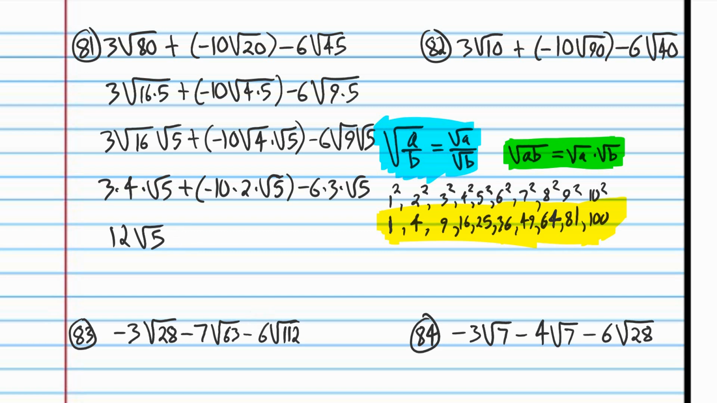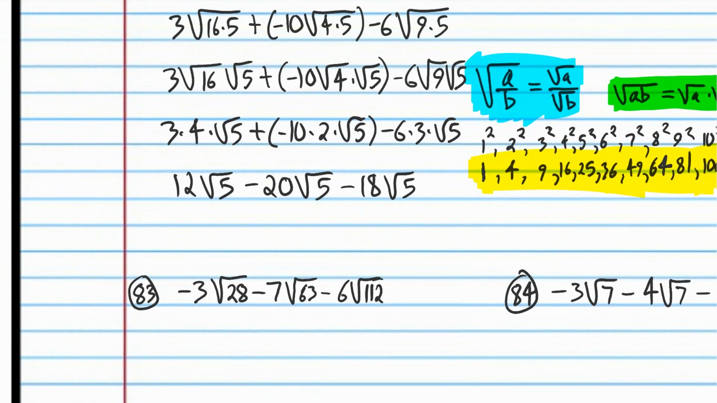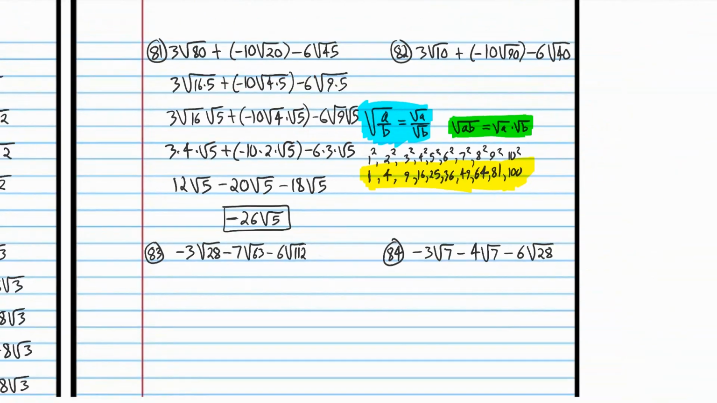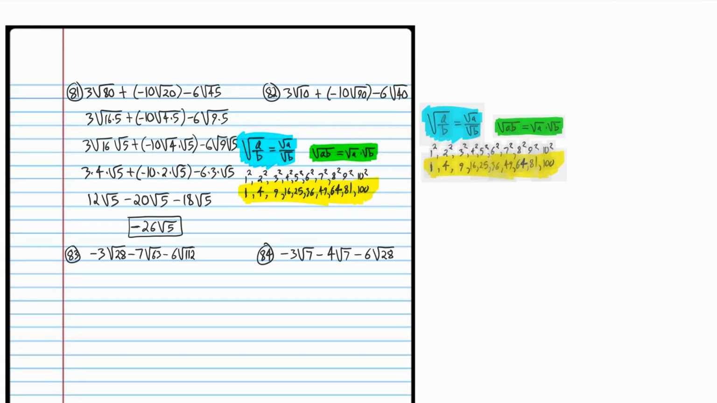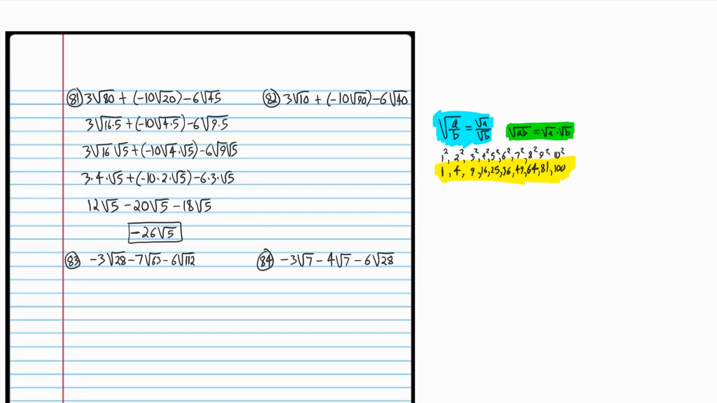And we can just get rid of that plus negative. It's not really necessary. All right, so we got negative 26 root 5. Good job. Try 82. When you come back, we'll do it together.